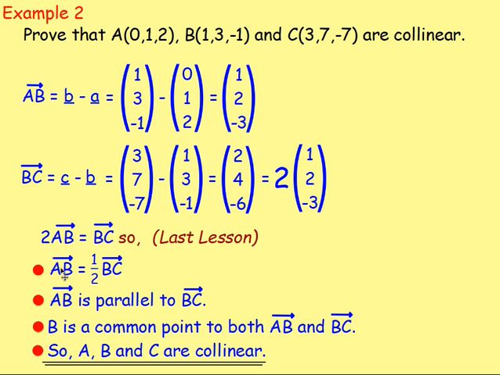You could always divide by 2, so AB equals a half BC. Because of that, you can say that AB is parallel to BC. Also, same as the last example, B is a common point to AB and BC. They've both got a B in them, so it's common. And because of that, they share a common point, and they are parallel, so A, B, and C would be collinear.